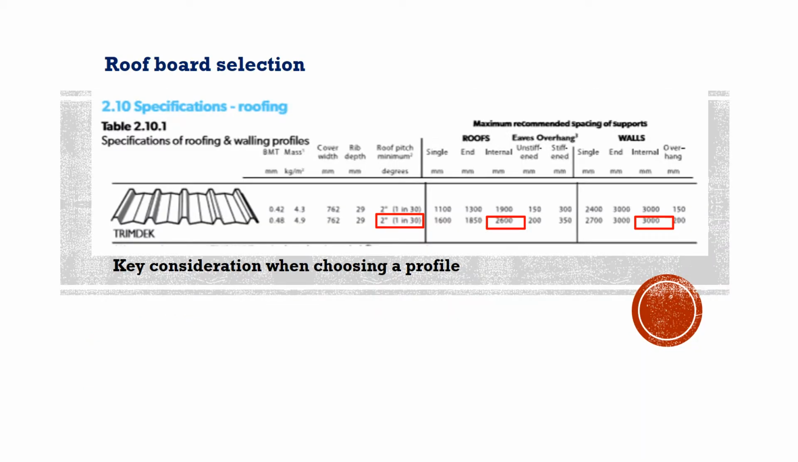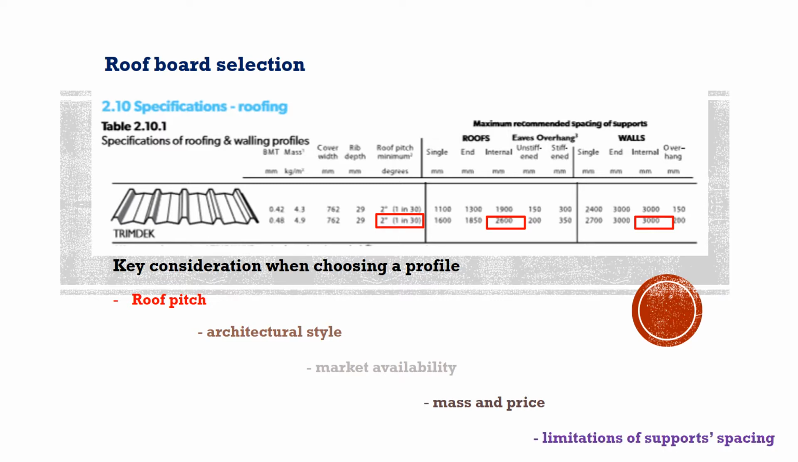A key consideration when choosing a profile is roof pitch. Thin deck is selected for our design project, as our project has a 3-degree roof pitch, which meets its requirement of minimum 2-degree roof pitch. Other considerations include architecture style, market availability, mass and price, and the last one, which is limitation of support spacing.